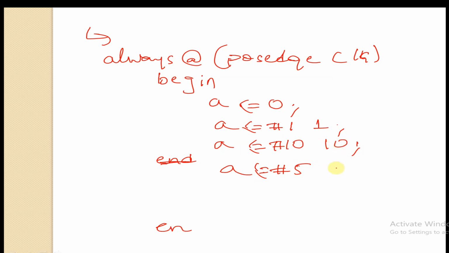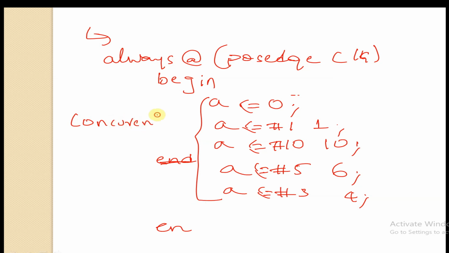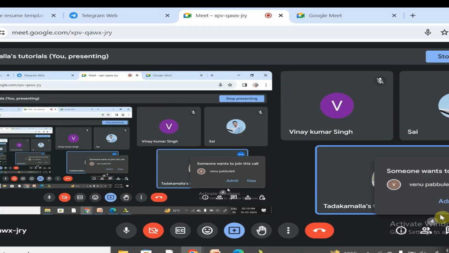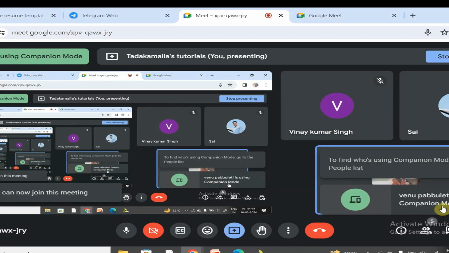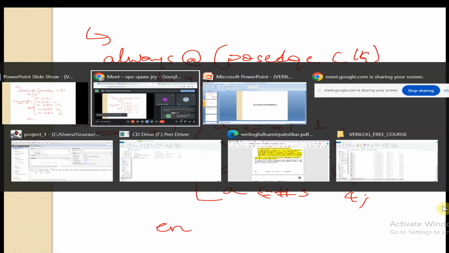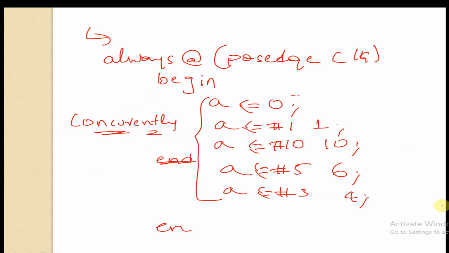I will assign A is equal to 6, and I am taking intra assignment delay here. So these are non-blocking statements I am using, and these are running concurrently or parallelly. So here these statements will run concurrently.